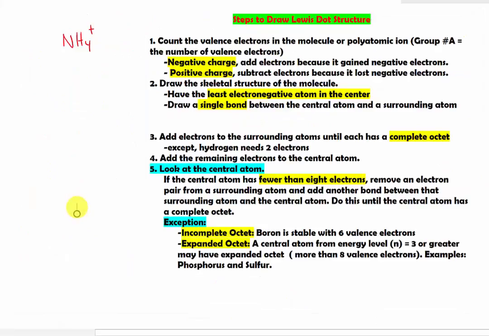Here we have a positive polyatomic ion. So therefore we are going to subtract the electrons. Let's count the electrons. We know that we have 1 nitrogen, 4 hydrogen, 1, 2, 3, 4. And we have to subtract 1 because of the positive charge. In this case, nitrogen is in group 5A, so it has 5 valence electrons. H is in group 1A, so it's 1, 1, 1, 1, minus 1. So this one cancels out, that gives us a total of 8 electrons to use. Okay, so that's step 1.